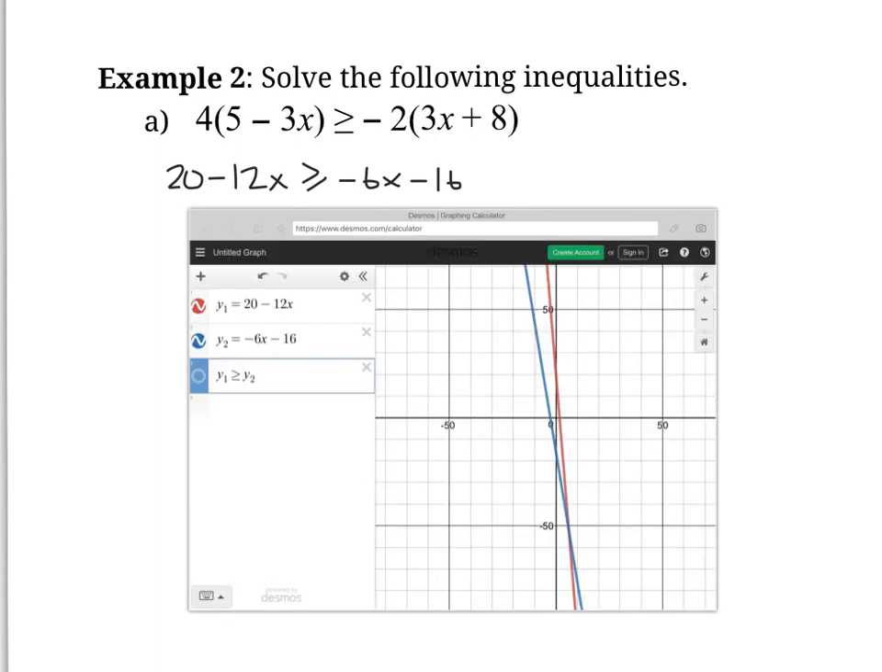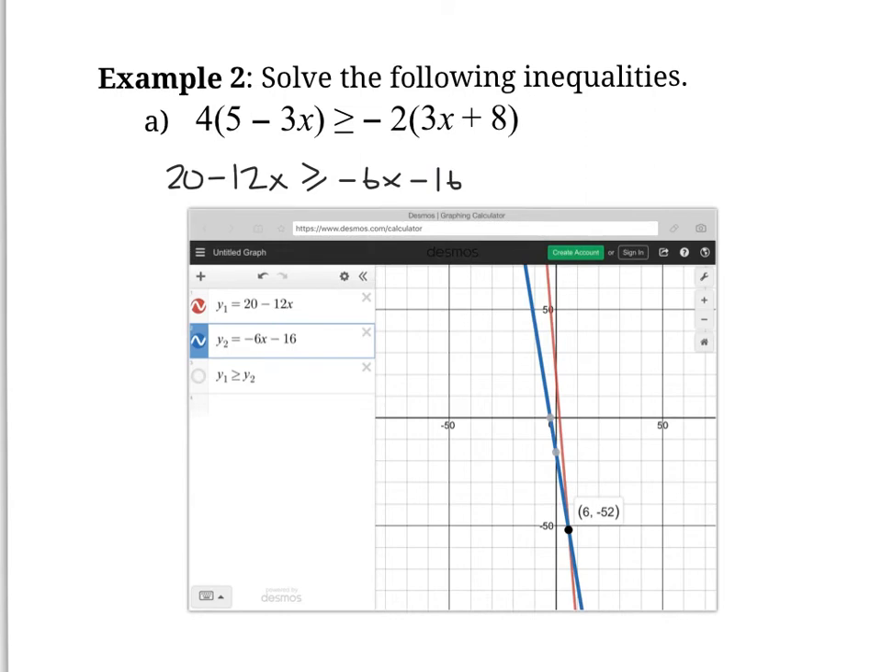So here we've got the two linear functions graphed. So in red we have our first function, 20 minus 12x, or y equals 20 minus 12x, and in blue we have our second function, negative 6x minus 16. And the first question we want to know is, when are they actually equal to each other? So it looks like they're equal to each other when x is equal to 6. So should our solution be x is less than 6 or x is greater than 6?